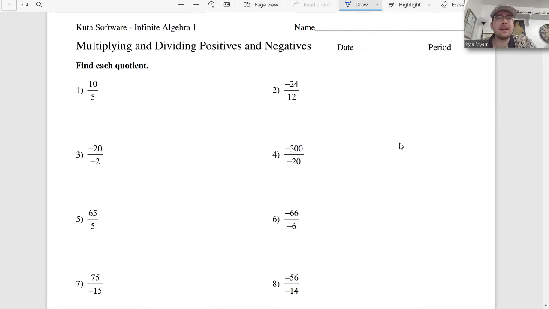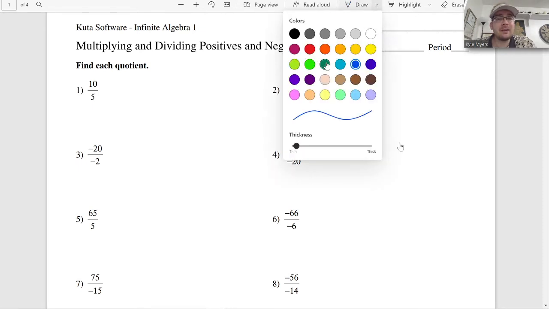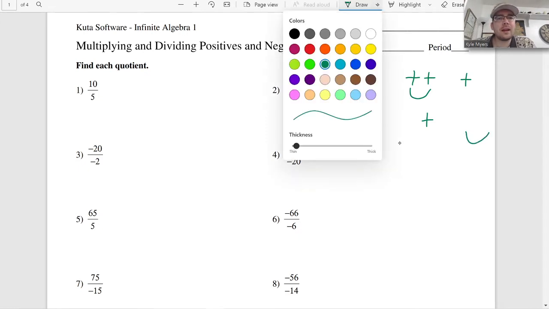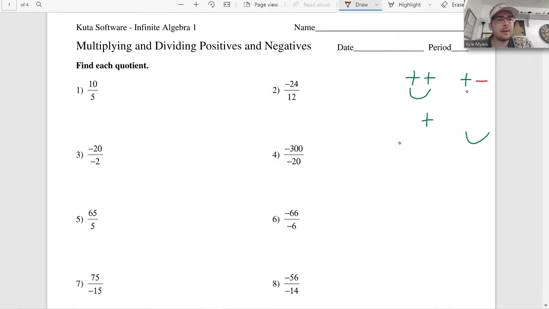But the main idea here is that if I have positive and negative numbers, my answer is either going to be positive or negative. So if I have a plus and a plus, then that's going to be positive. A plus and a minus, or a minus and a plus, or a minus and a minus, those are my other options. When I'm multiplying two numbers, I only have a few options. I'm either going to have plus plus, plus minus, minus plus, or minus minus.